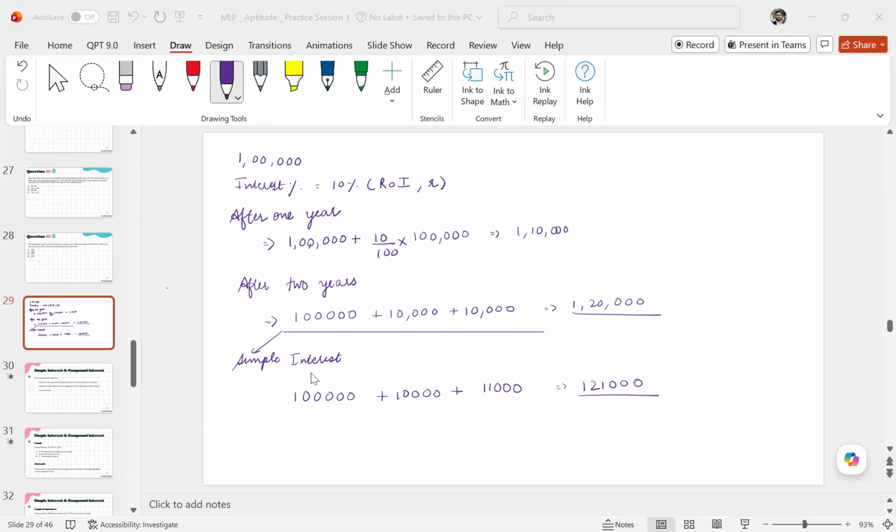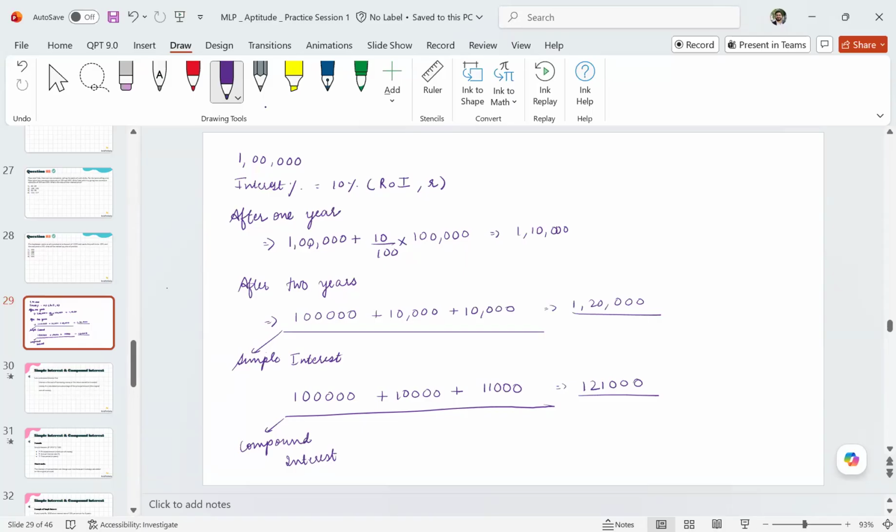So a total of 1,21,000, right? This way is called compound interest. Okay. So one is simple interest and one is compound interest. And now what is the difference here? Let's understand. When you are calculating simple interest, the principal never changes. The principal amount is the amount that you have invested or borrowed. That never changes. So I will calculate the interest every year on the same amount.